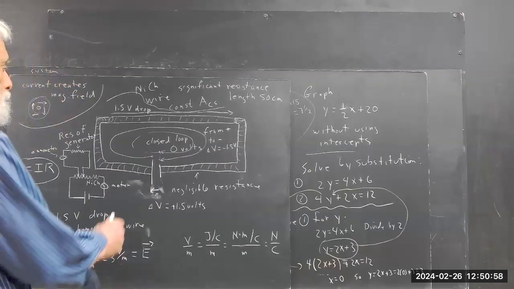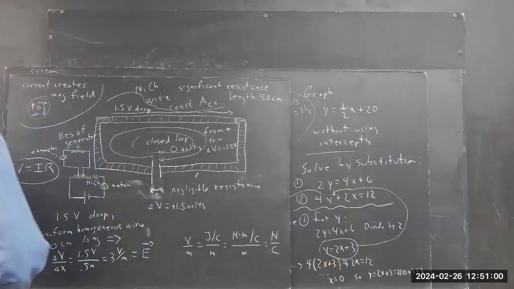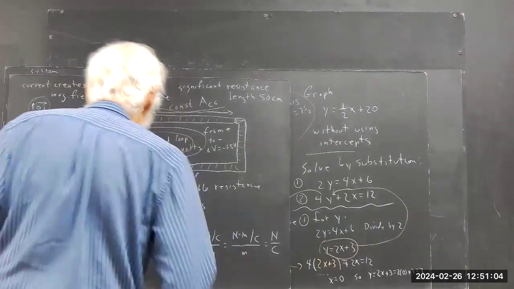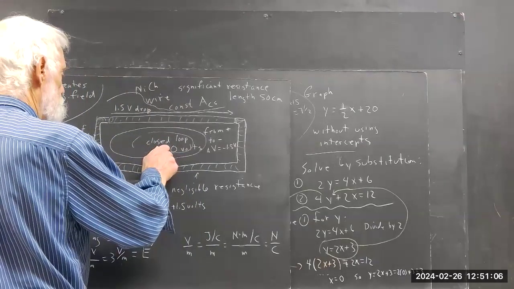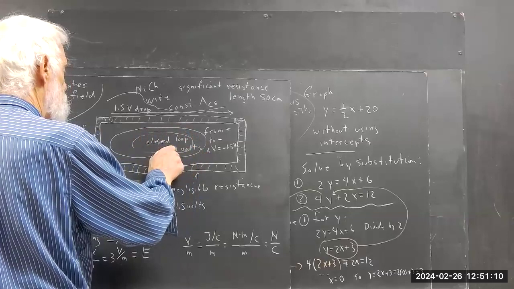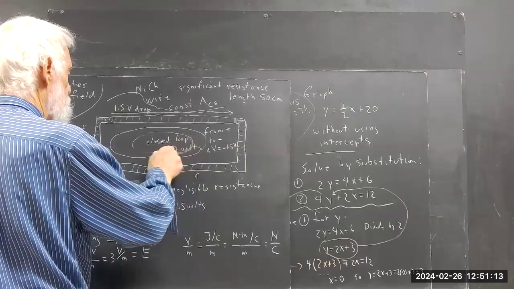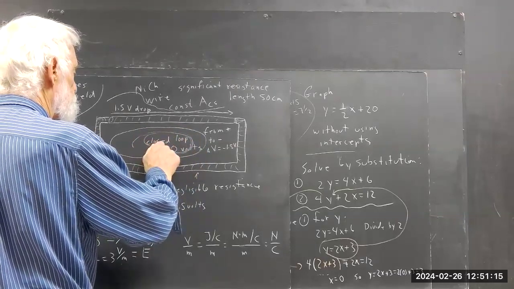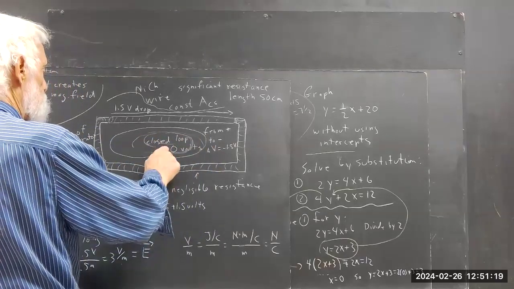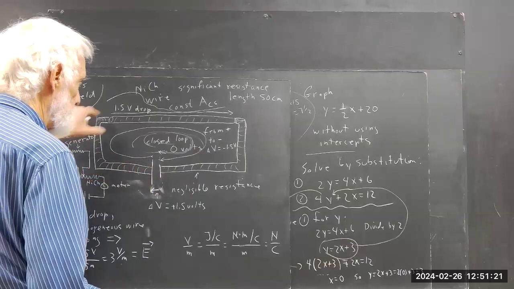Okay, here's the loop. Let me color code it a little bit to make more sense out of it. To move from here to here is a closed loop requiring 0 volts. And this point really represents this point here.